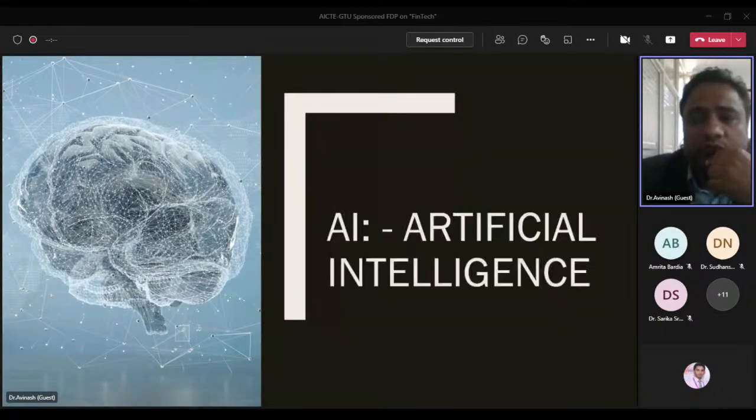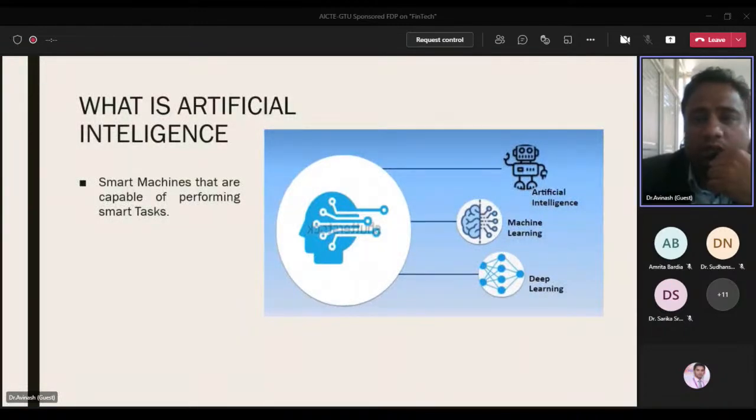So, participants, I would like to tell you that AI is around us. Wherever we see in nature, wherever we look around us, everywhere it is AI. So what is AI? AI is nothing but smart machines that are capable of performing smart tasks. That means if anything around us, by which we are surrounded, is performing some smart task, then we can say that it is an AI-enabled device or an AI-enabled machine.